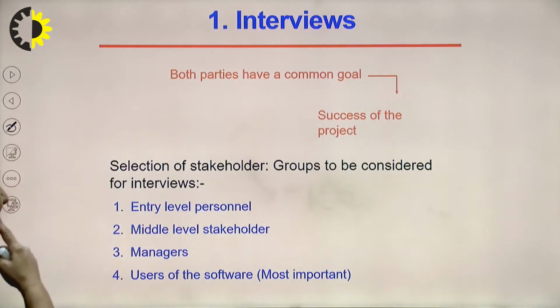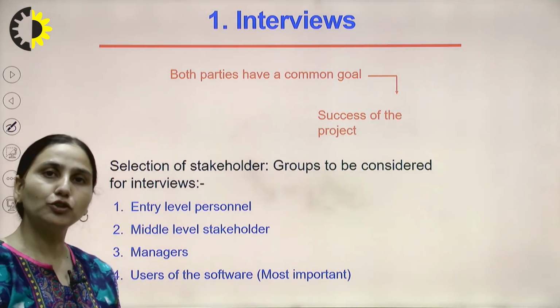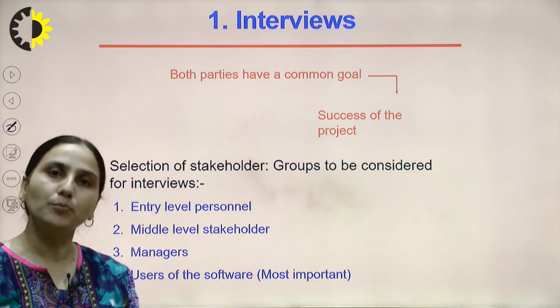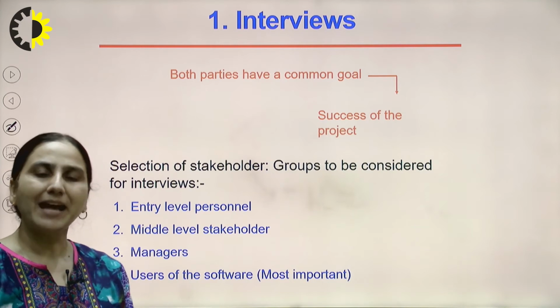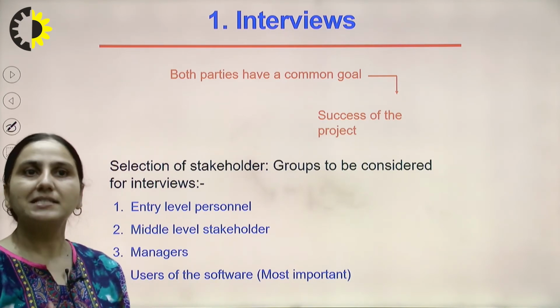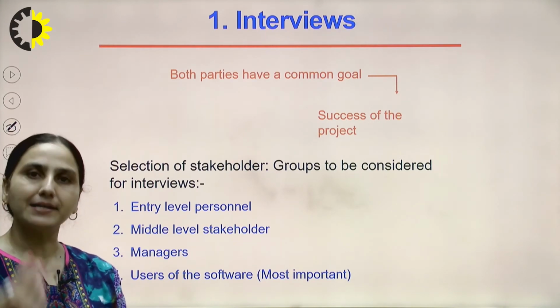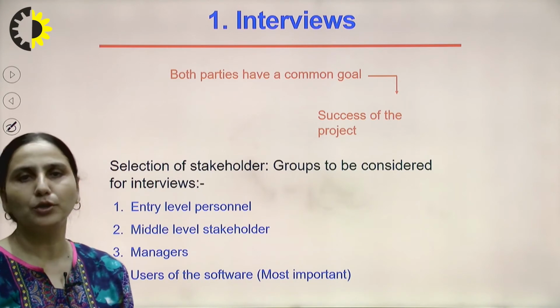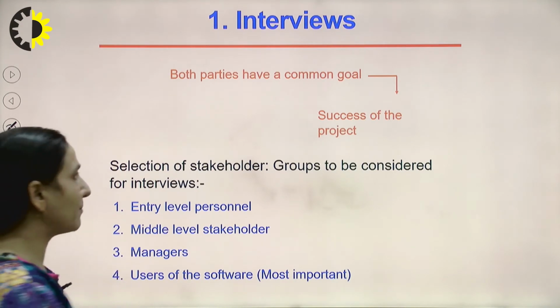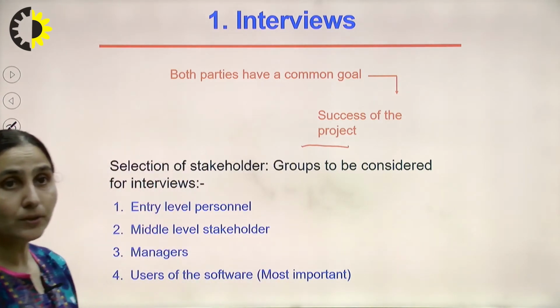Now, first is the interview. Both parties have the common goal. When we are talking about the interview, your developer as well as the customer for whom you are developing the software will be having a proper type of interview. What is actually the aim behind it is simply the success of the project. The better way we understand the requirement, the better way we are going to deliver a product which is a qualitative product. So, the success of the project depends on the interview that we are going to conduct.